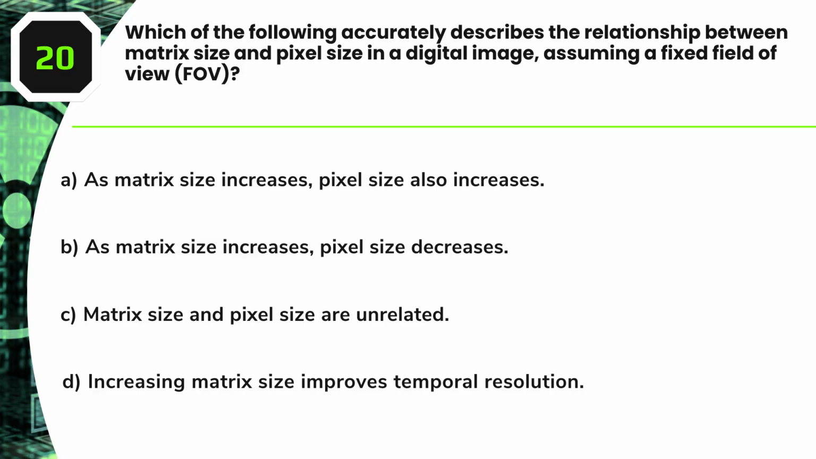Question 20. Which of the following accurately describes the relationship between matrix size and pixel size in a digital image, assuming a fixed field of view, FOV? A. As matrix size increases, pixel size also increases. B. As matrix size increases, pixel size decreases. C. Matrix size and pixel size are unrelated. D. Increasing matrix size improves temporal resolution.